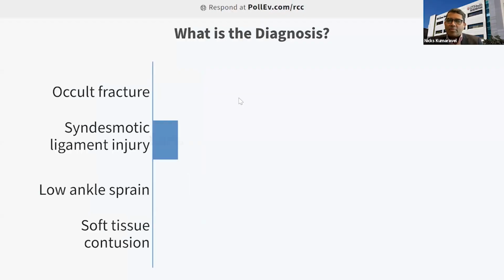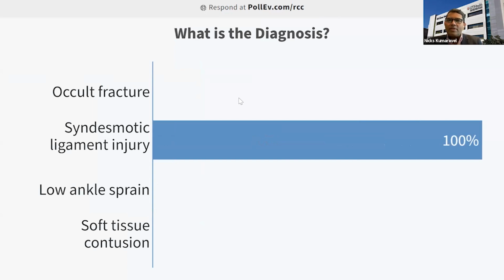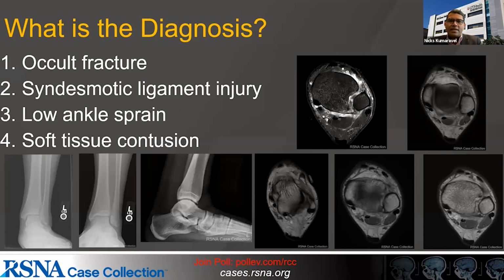And again, I hope you have your little devices to go along with it. And we have this poll, polleve.com/RCC. And then if you go back to the last slide for a second so that we can get a choice of what we are looking at. We do have some radiographs here, and then we do have some MRI axial images highlighting the pathology.